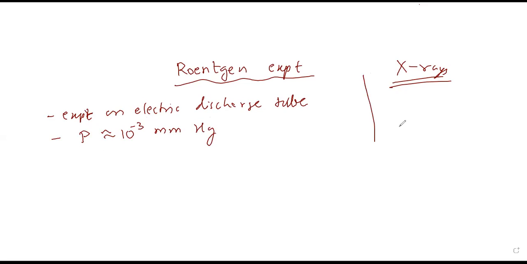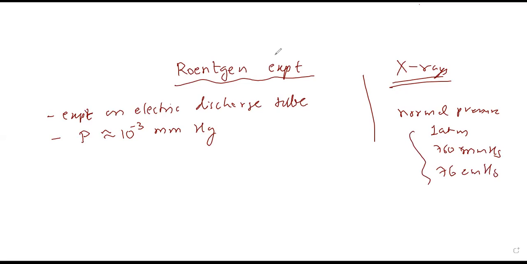Do you know what the normal pressure in our air is? It is one atmosphere. Yes, 1 atmosphere, but in terms of millimeter of mercury, how much is it? I'm not sure about the conversions. It is about 760 millimeter mercury. That means we say 76 centimeter mercury. This is the normal pressure, that is, 1 atmosphere.